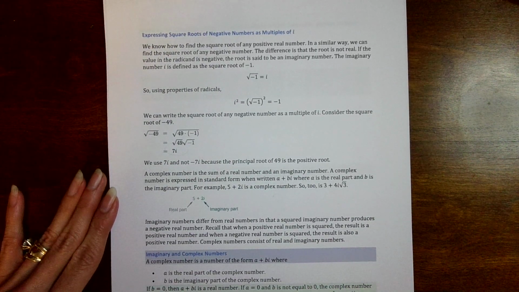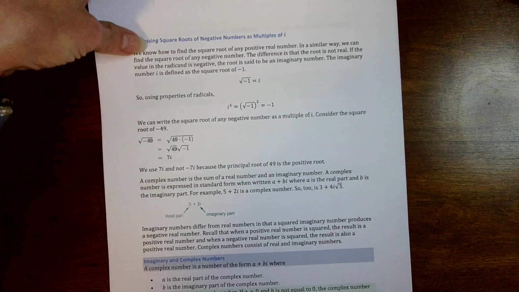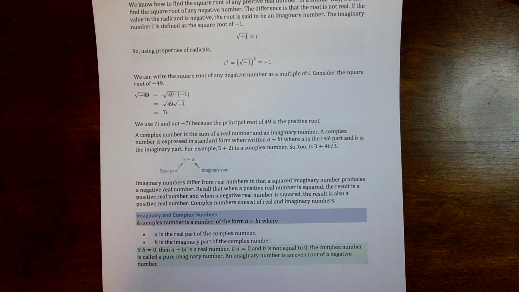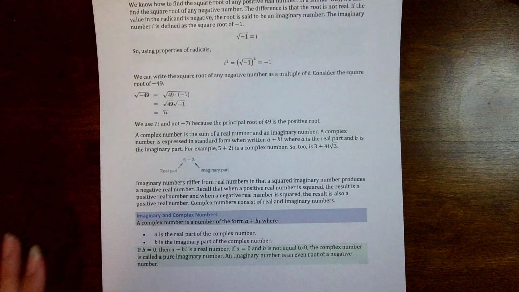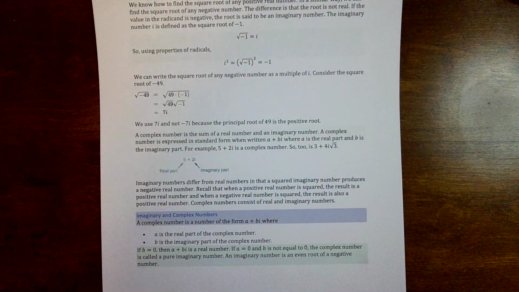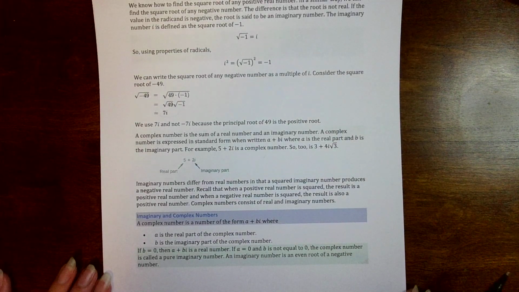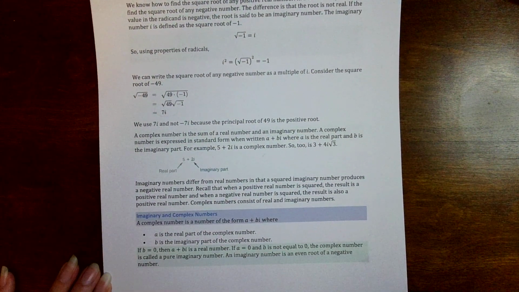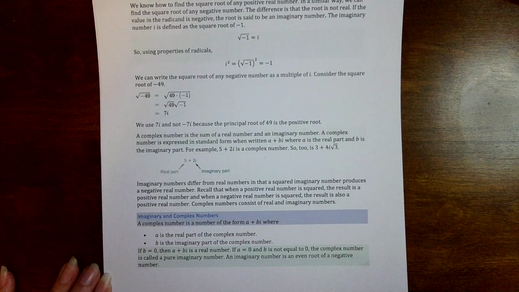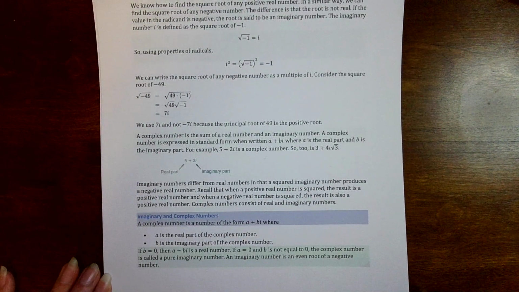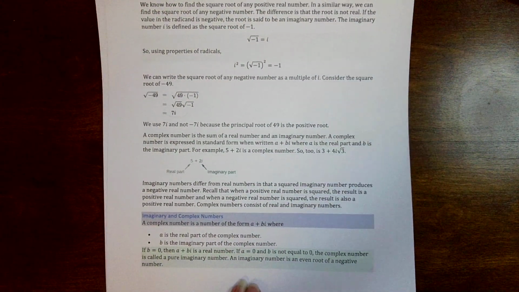And here is our formal definition. In algebra, you kind of have to have the rule before you can do it. So this is the rule that says the complex number is in this form, where a is the real part and b is the imaginary part. So if b is equal to 0, then a is a real number. If a is equal to 0 and b is not equal to 0, it's a complex number and is called a pure imaginary number.